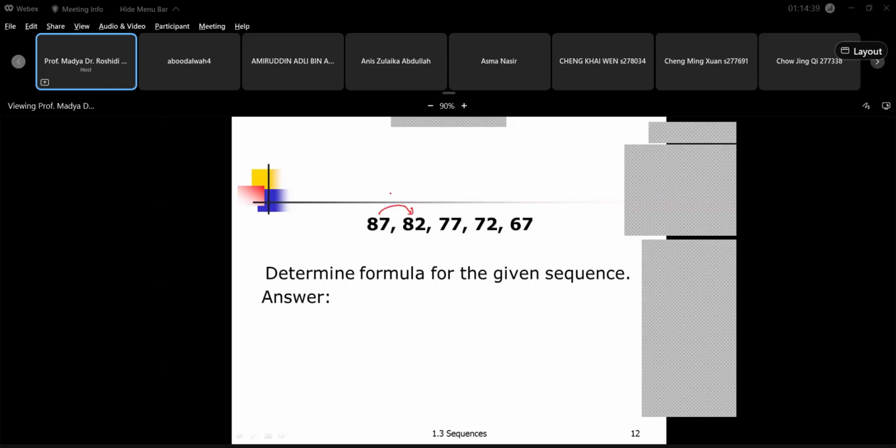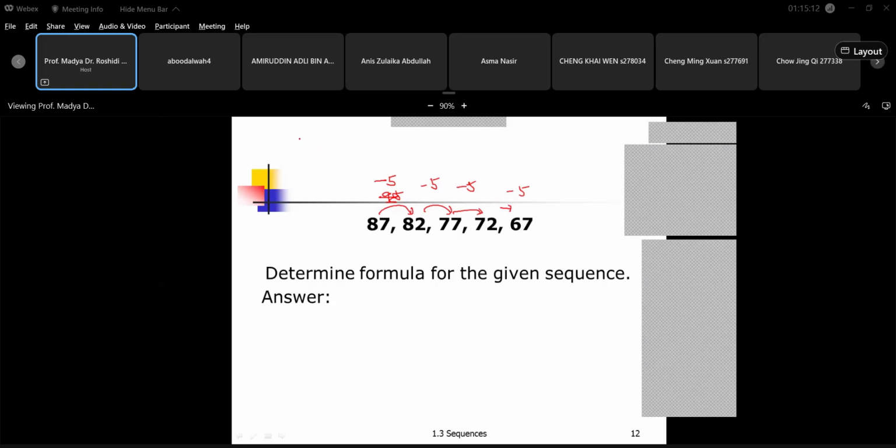Recursive: from here to here plus 5. From here to here, from here to here, 5. But in descending order, so we need to put negative. From here to here, 5 but negative. From here to here, negative 5. From here to here, also negative 5. So once we look at the pattern, it fulfills the recursive formula. So based on this pattern, we can produce a recursive formula.